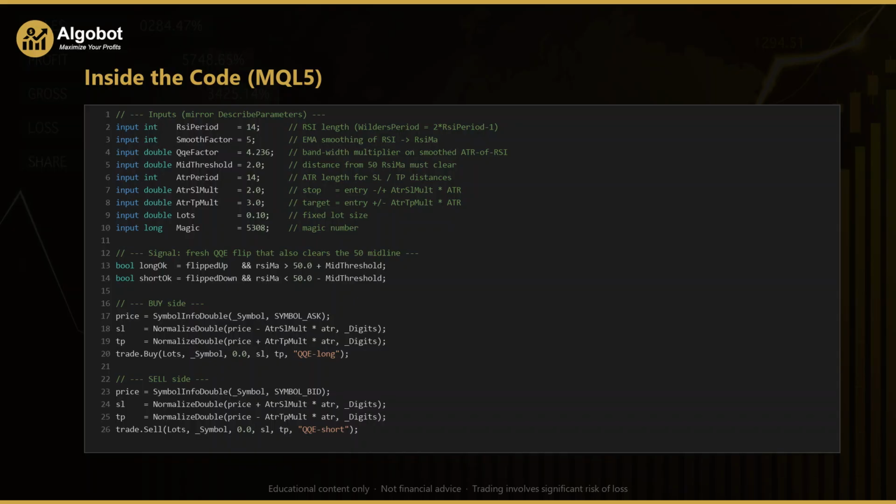SmoothFactor controls the exponential smoothing of the RSI. QqeFactor scales the bandwidth, defaulting to the classic 4.236. Mid-threshold is the distance from 50 the smoothed RSI must clear. Then ATR period, ATR-SL multiple, and ATR-TP multiple govern the average true range stop and target, while lots and magic control position size and identity.